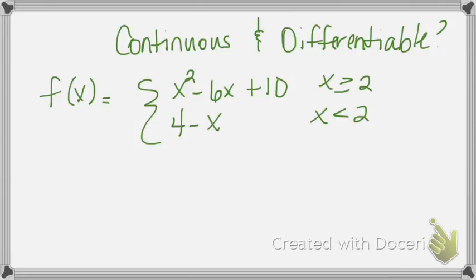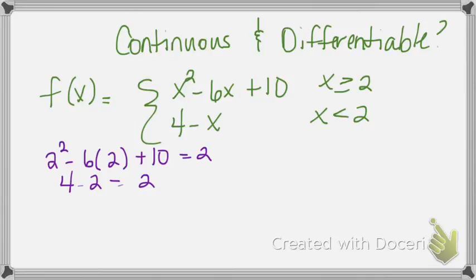So when I plug a 2 into the first one, I get 2 squared minus 6 times 2 plus 10. So that's 4 minus 12 plus 10, which is 2. If I plug in 2 in the second one, I get 4 minus 2, which is 2. So it is continuous. Then I want to check the differentiable.